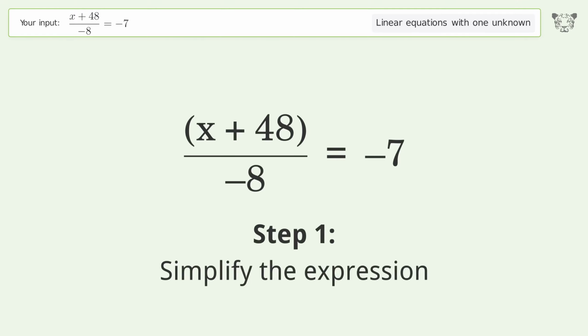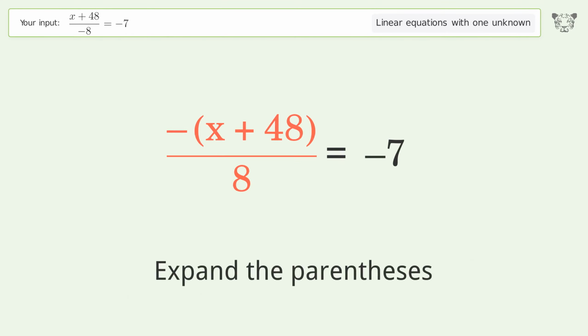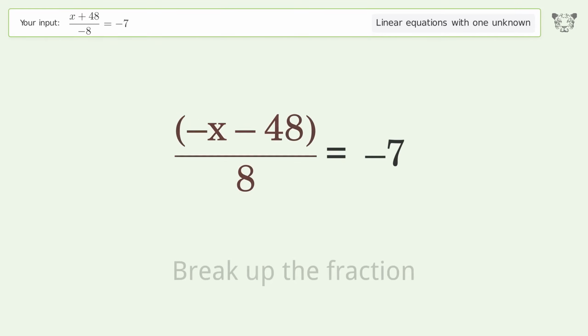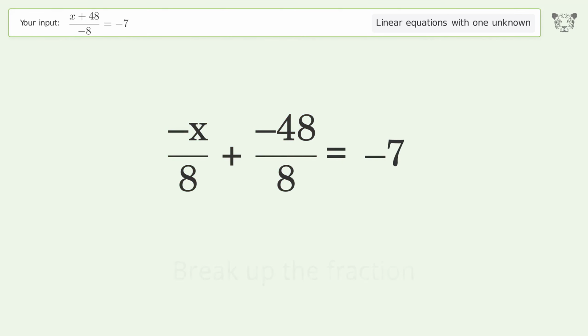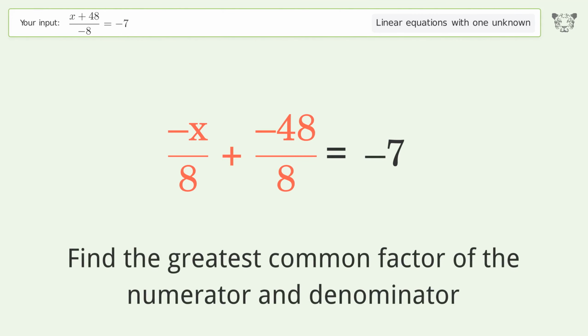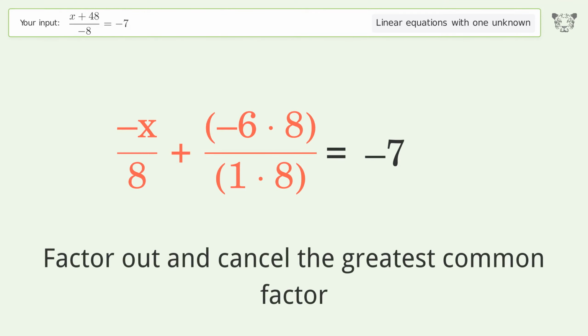Simplify the expression. Move the negative sign from the denominator to the numerator. Expand the parentheses. Break up the fraction. Find the greatest common factor of the numerator and denominator. Factor out and cancel the greatest common factor.